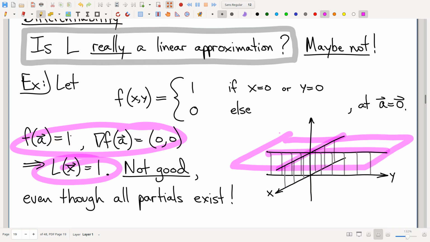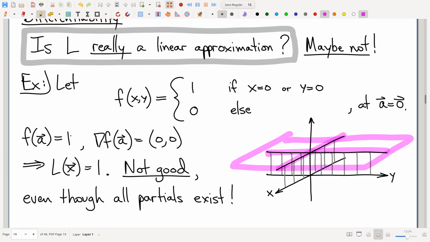Everybody with me? Okay, now let's ask the question, is this okay? Would it be fair to call this a tangent plane? Is this doing a good job of approximating the function here? I say it's not. I say this is abysmal. I say this is a crash and burn failure.